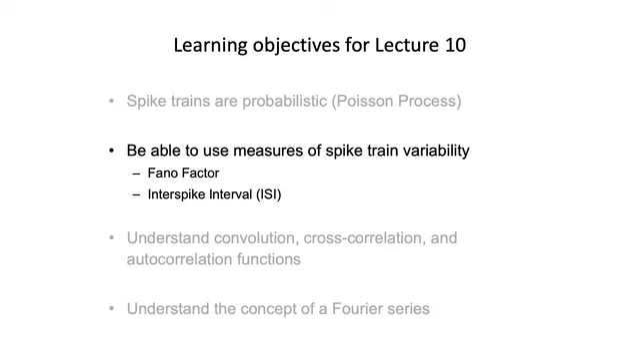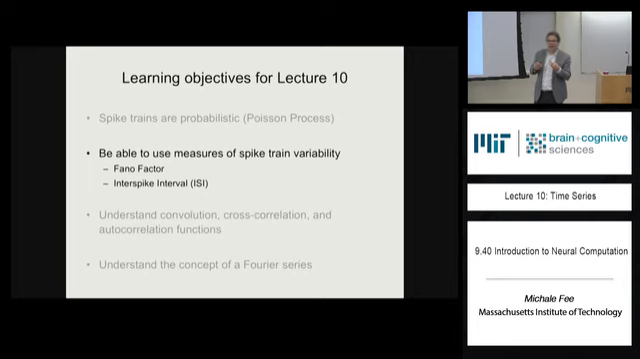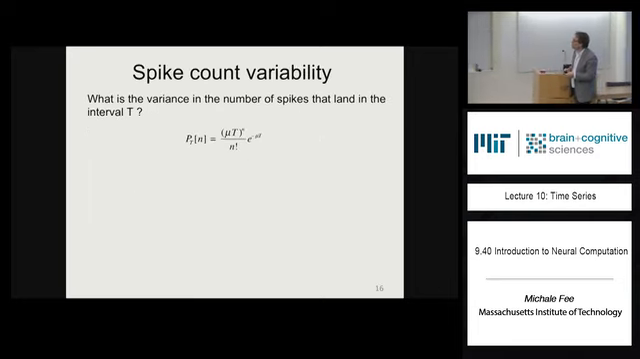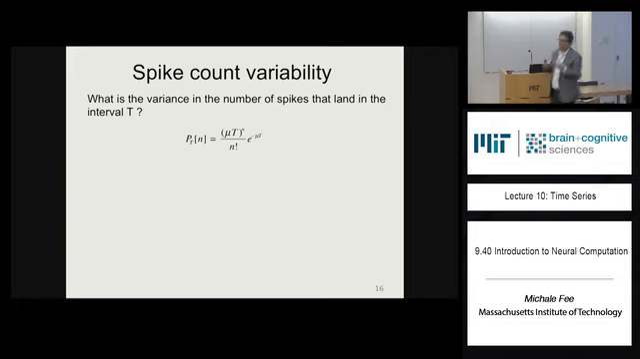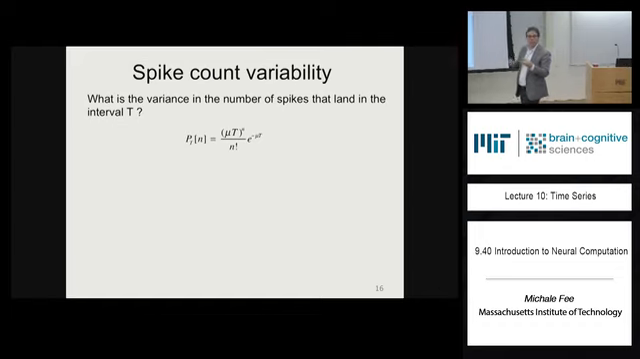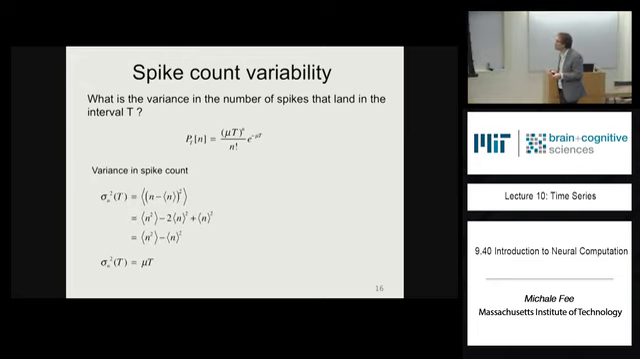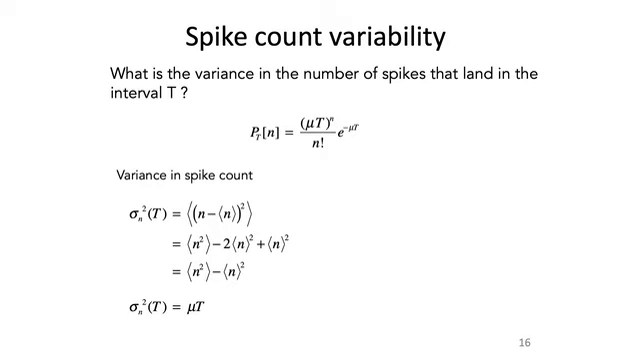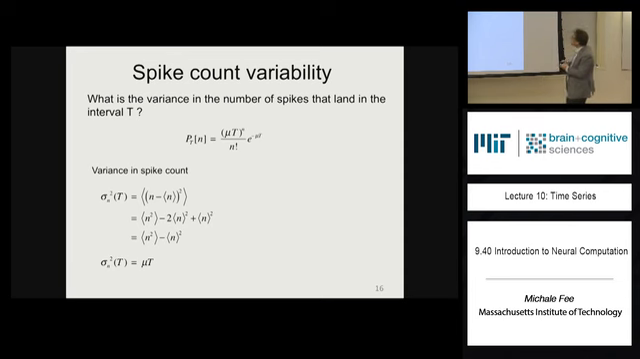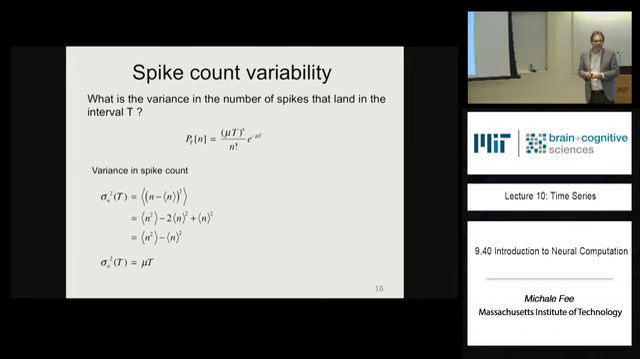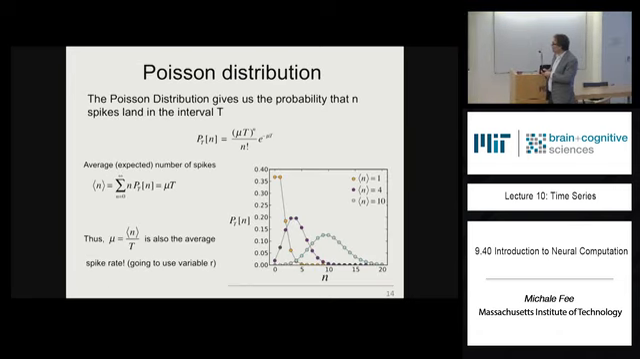All right, there are 2 measures that we use to characterize how variable spike trains are. Let me just go through them real quick. And I'll describe to you what we expect those to look like for spike trains that are Poisson, that have a Poisson distribution. Okay? So the first thing we can look at is the variance in the spike count. So remember, for a Poisson process, the average number of spikes is mu times t. We can calculate the variance in that, which is basically just the width of this distribution here.